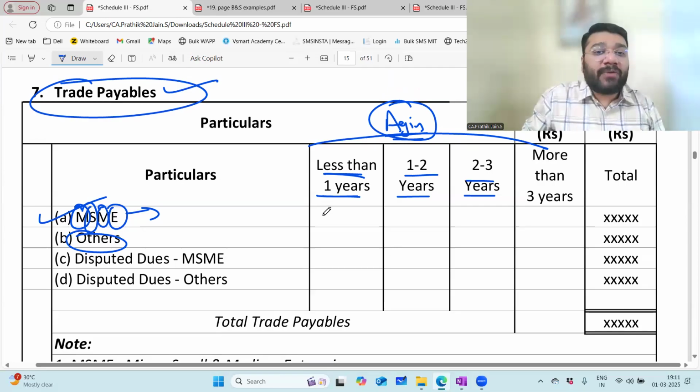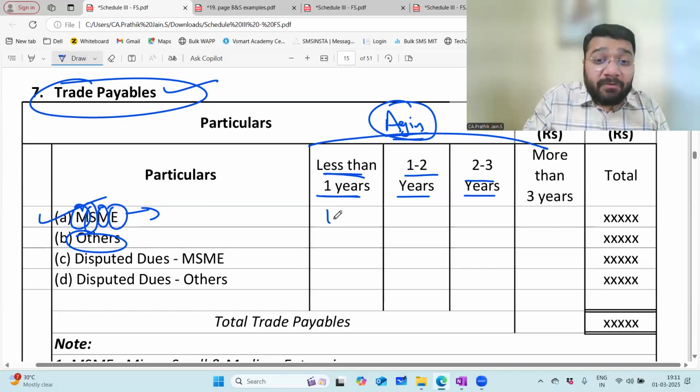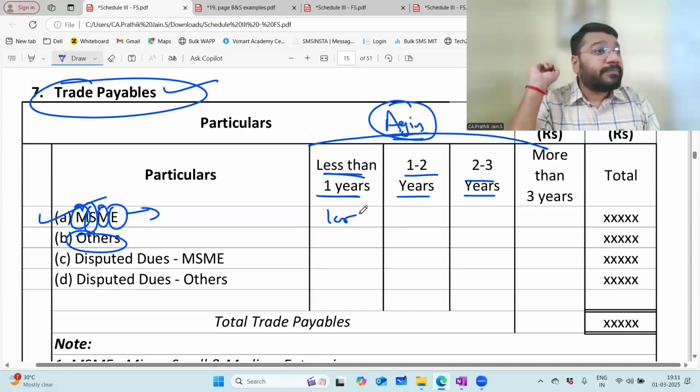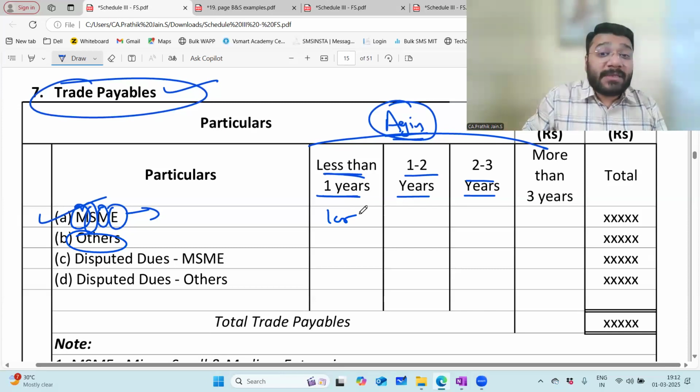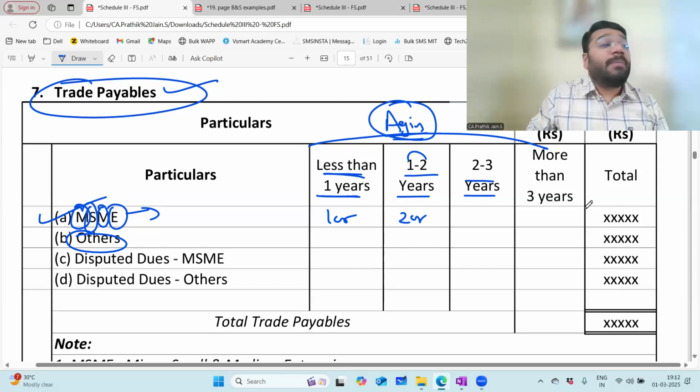You have to show that, for example, there's one MSME from whom we have taken the goods on credit. It's due for payment, but I have not paid the money for, sorry, 9 months. How much money is yet to be paid? 1 crore. So I show 1 crore here. This one MSME from whom I have taken the goods on credit, I have not made the payment for how many months? 18 months. So 18 months means 1 to 2 years. How much? 2 crores.